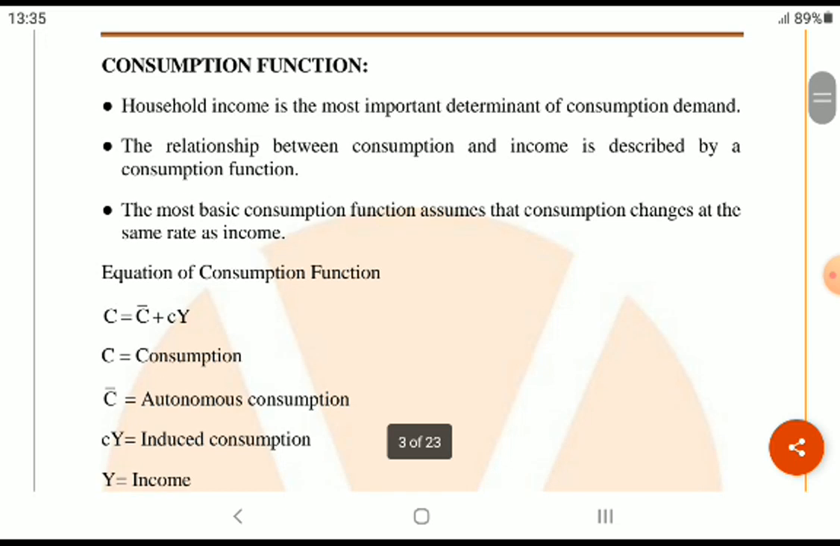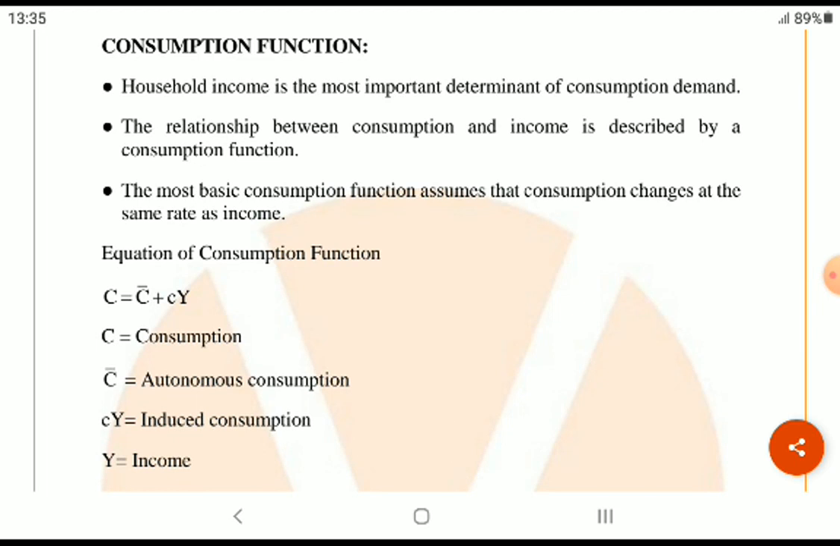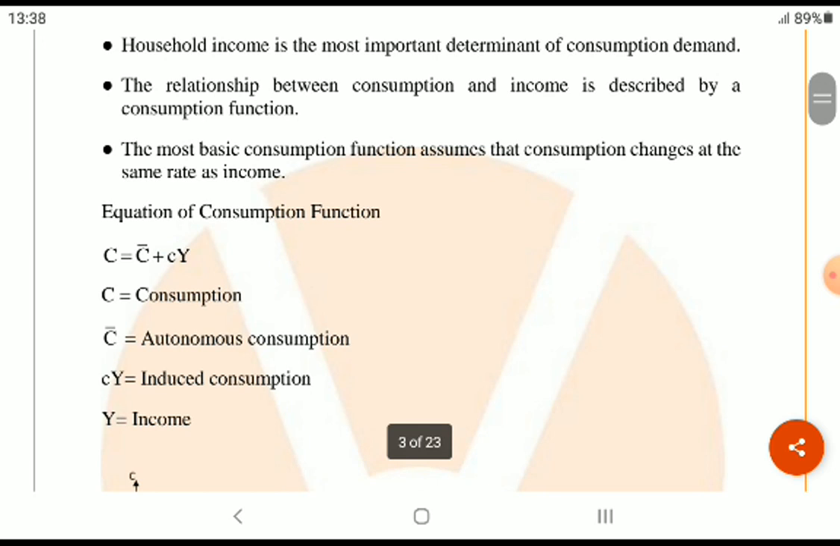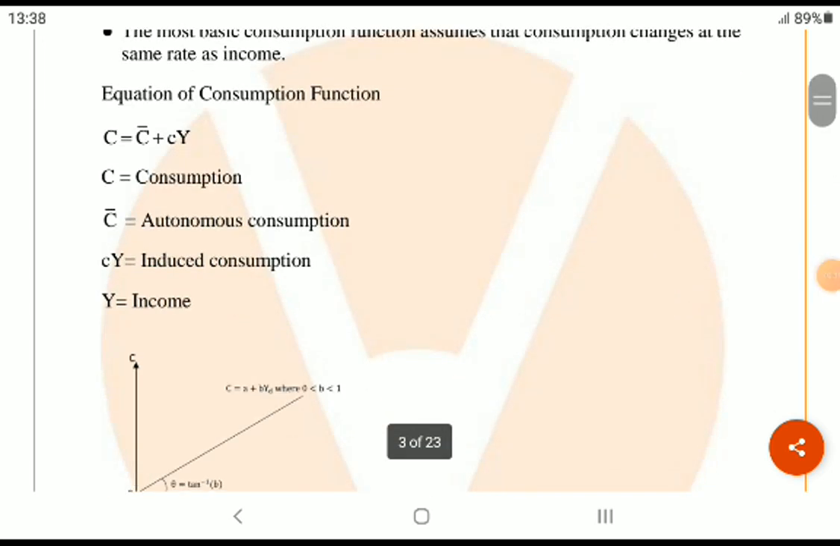Next is the consumption function. Household income is the most important determinant of consumption demand. The relationship between consumption and income is described by a consumption function. The most basic consumption function assumes that consumption changes at the same rate as income. The equation of the consumption function is C is equal to C dash plus cY. Here C is consumption, C dash is autonomous consumption, cY is induced consumption, and Y is the income.